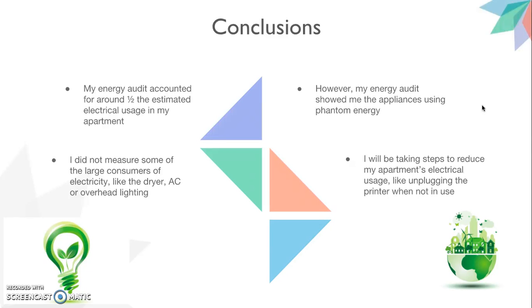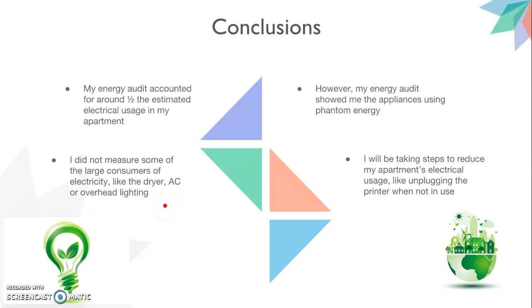So my conclusions for my home energy audit. In total, it accounted for around half of the estimated electrical usage in my apartment. This, like I said before, was due to the fact that I didn't measure some large consumers of electricity, such as the dryer, the AC, and overhead lighting.